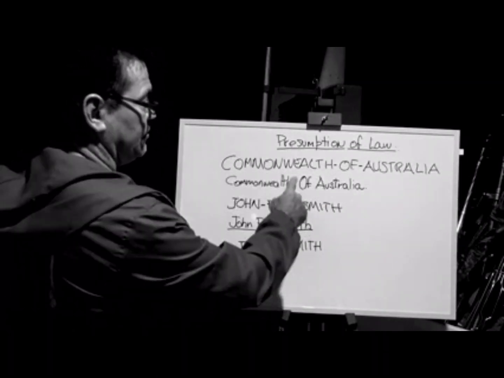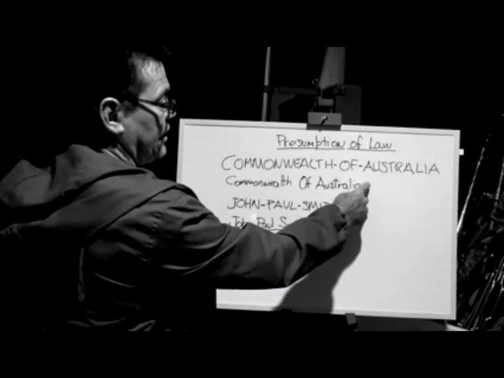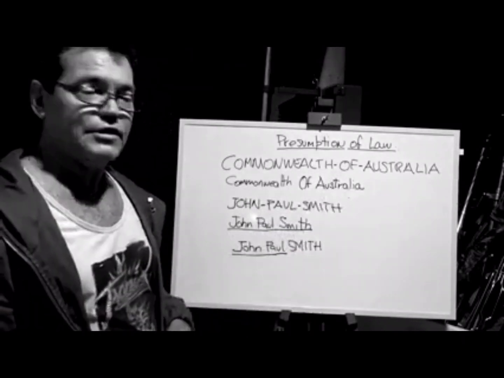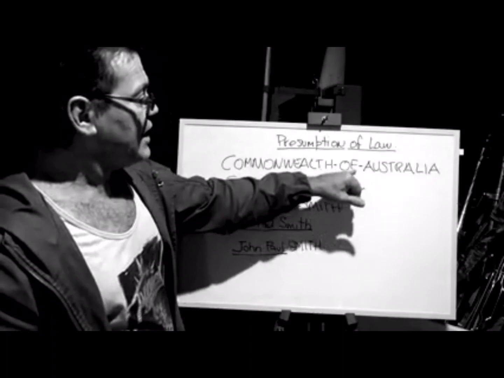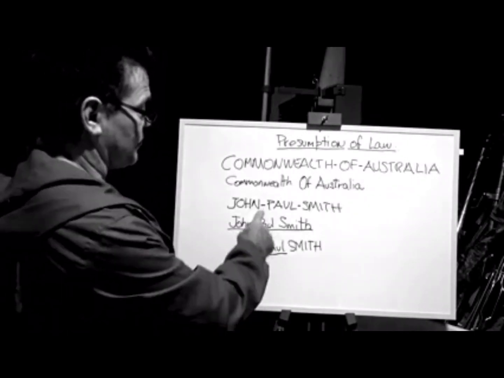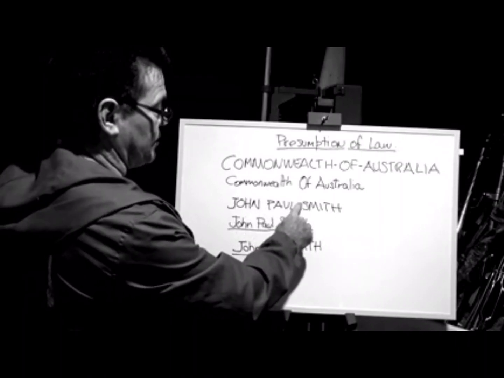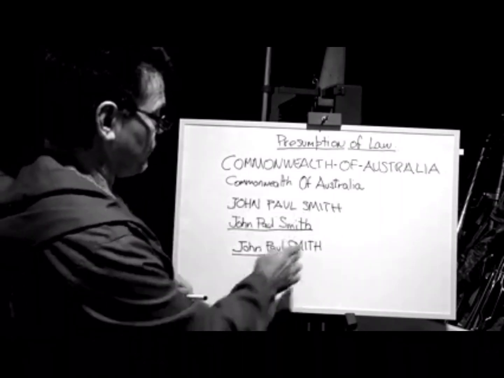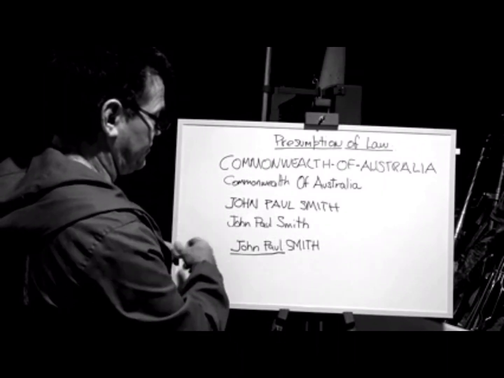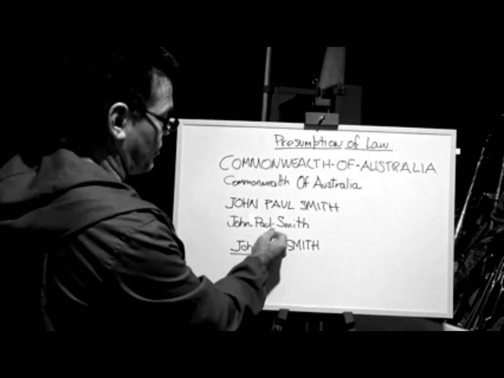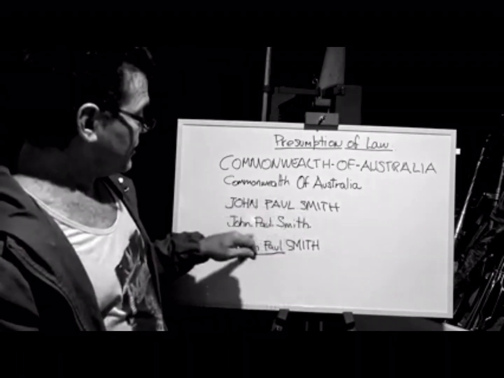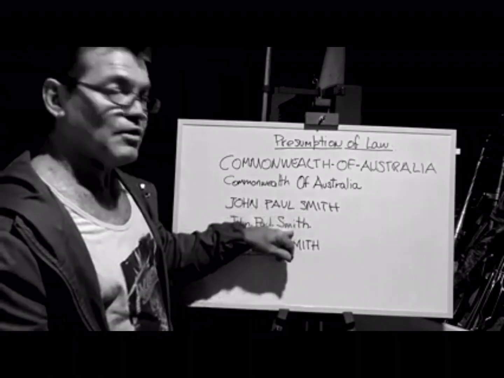translated back into English, in this case, if we want to write Commonwealth of Australia in true correct English sense, we would have to hyphenate in between the signs. And same with John Paul Smith. When you see this on documents, that would read John Paul, full stop, Paul Smith. Would not read John Paul Smith, it would read John and Paul and Smith.